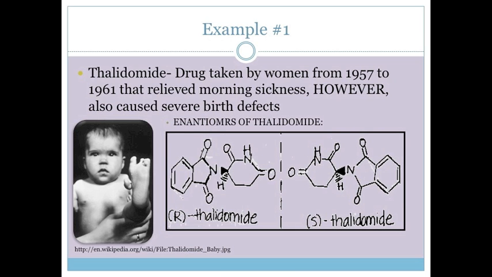An example of enantiomers is the drug thalidomide. Thalidomide was a drug taken by women from 1957 to 1961 that relieved morning sickness during pregnancy. However, it turns out that thalidomide also caused severe birth defects. You can see on this page the enantiomers of thalidomide.